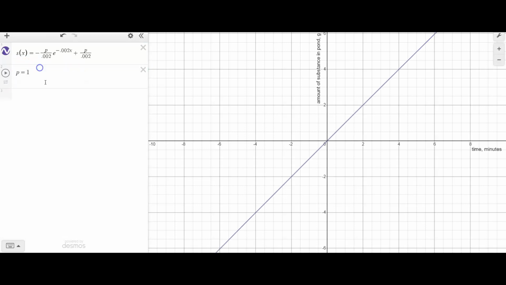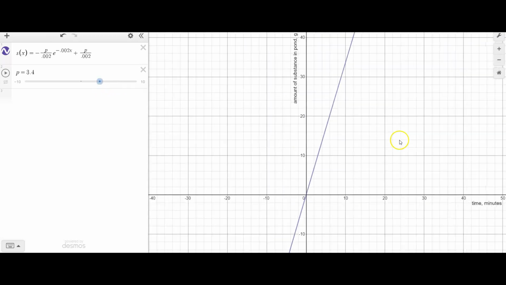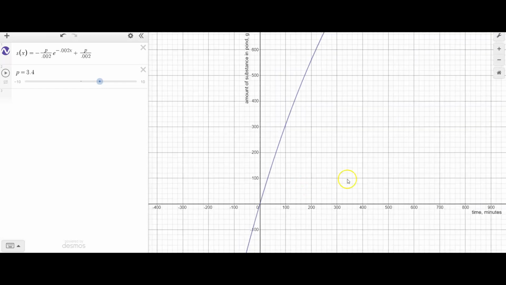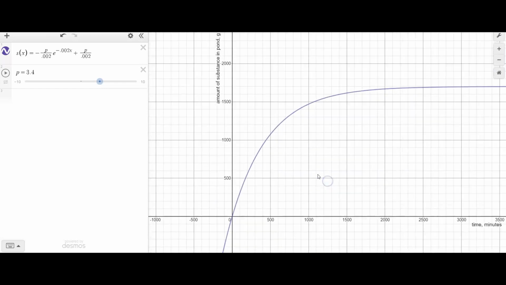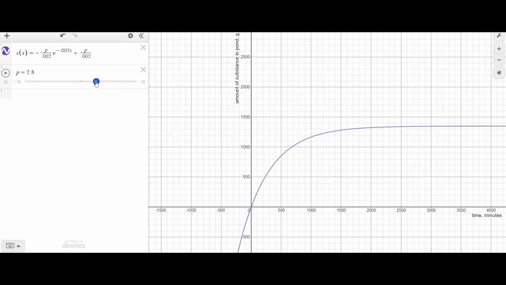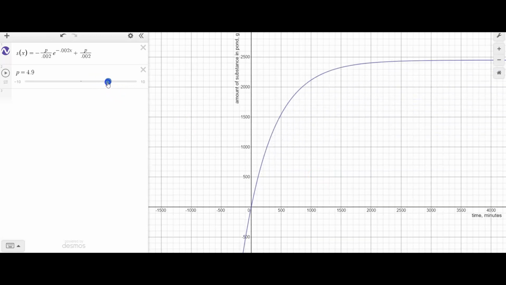So now I'm going to press this button called add slider. And what that does is, first of all, it starts by setting a default value, and it always sets that slider to start by default between negative 10 and 10. You can see that as I change that value of P, it really shifts that curve quite a bit. In fact, let me go ahead and zoom out far enough so you can see that it's going to look much like the same function, but as I change that value of P, you can see it changes the equilibrium amount, the value at which the amount of toxic substance in the pond stabilizes to.